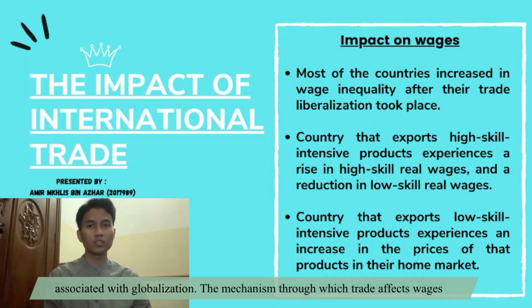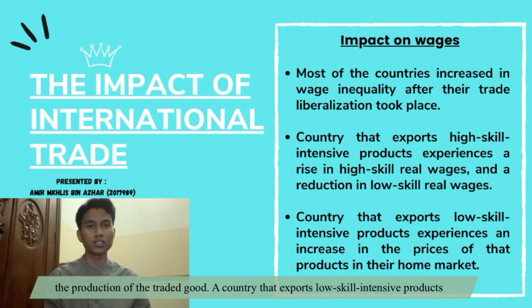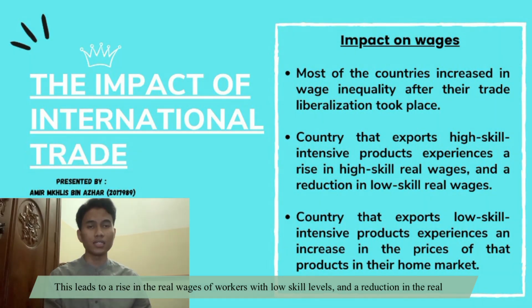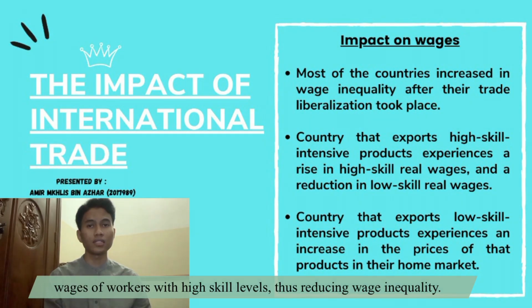The mechanism through which trade affects wages and their distribution is linked to the relative amount of skilled labor used in the production of the traded good. A country that exports a low skill intensive product experiences an increase in the prices of the low skill intensive product in its home market. This leads to a rise in the real wages of workers with low skill levels and a reduction in the real wages of workers with high skill levels, thus reducing wage inequality.